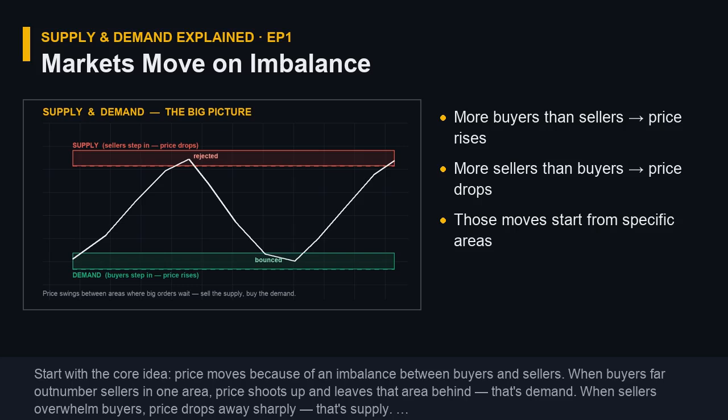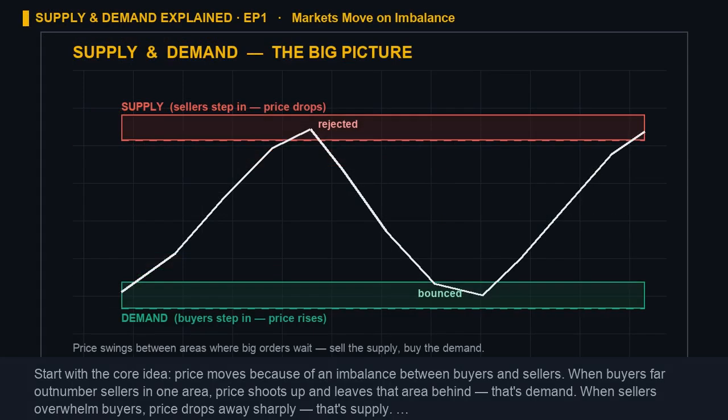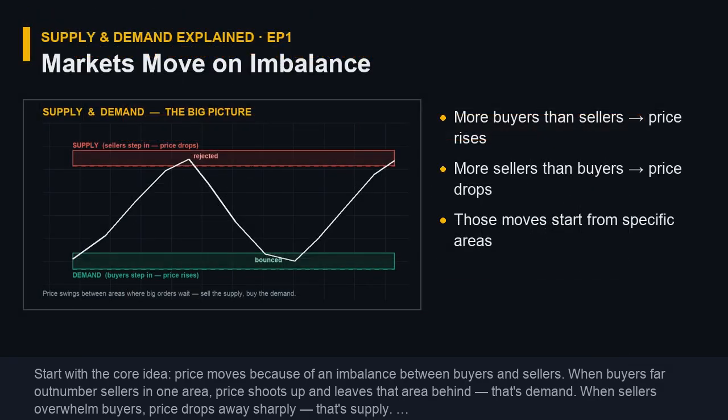Start with the core idea. Price moves because of an imbalance between buyers and sellers. When buyers far outnumber sellers in one area, price shoots up and leaves that area behind. That's demand. When sellers overwhelm buyers, price drops away sharply. That's supply. The key insight is that these moves begin from specific areas on the chart, and price tends to swing between them, rejecting from supply up high and bouncing from demand down low. Learn to spot those two areas, and the chart stops looking random.